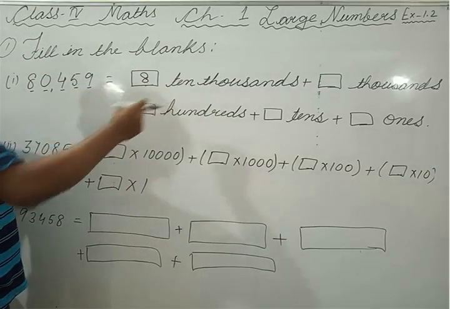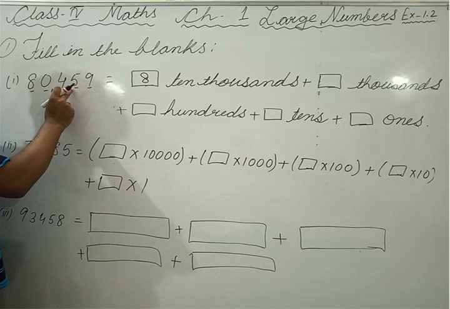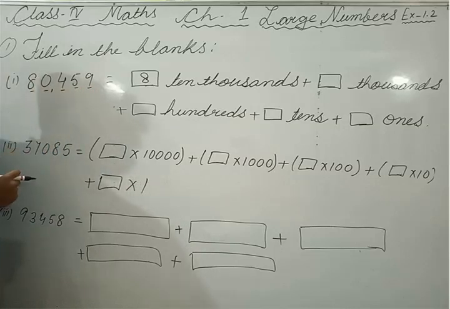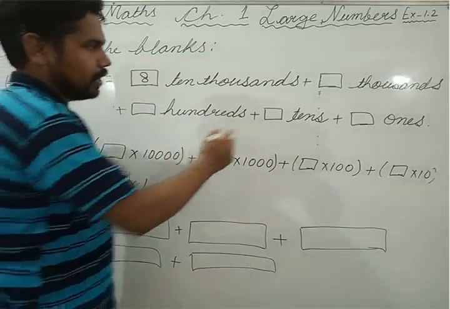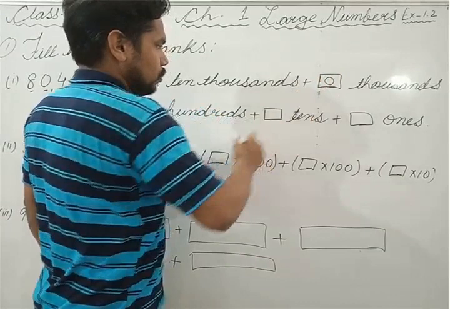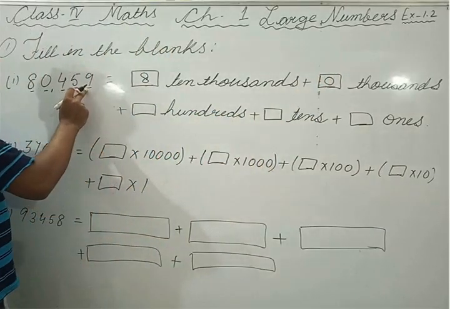Then you have to take how many thousands? So ones, tens, hundreds, thousands. Is there any number in the thousands place? No. So here it will be 0. So 0 thousands, and then ones, tens, hundreds.